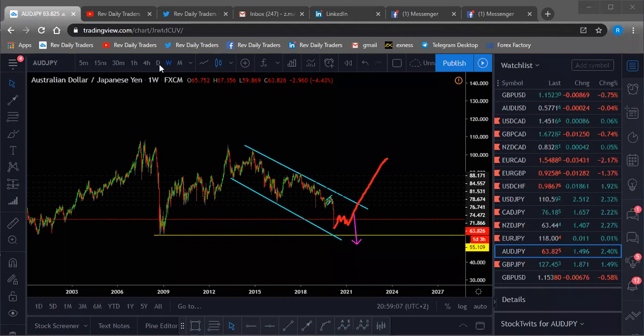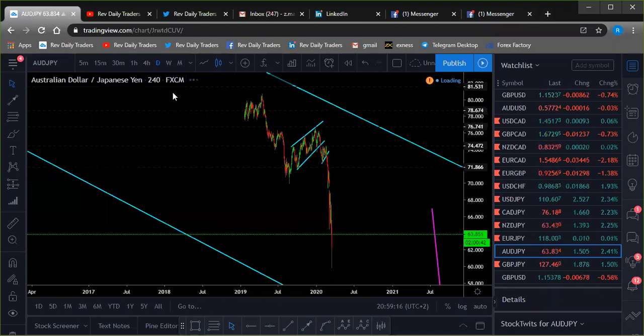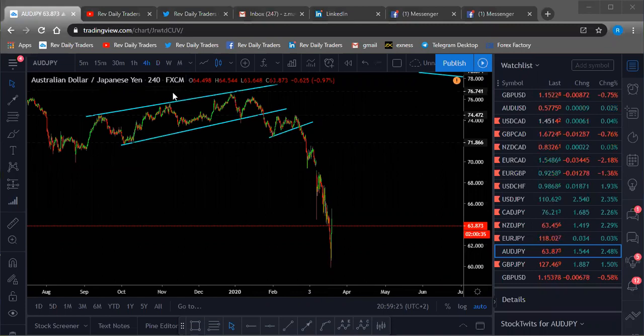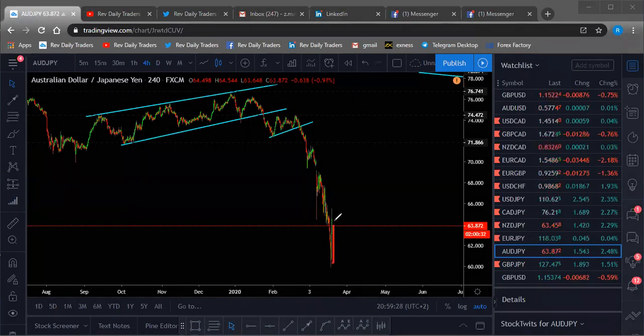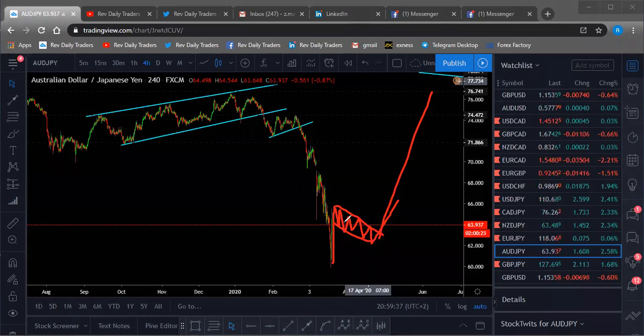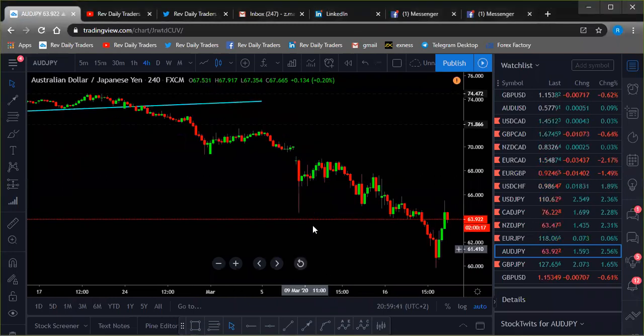Lower time frame. It's giving us a nice price action. We might start this up move, okay? Because now it's giving us this. If you can check, let me show you this.